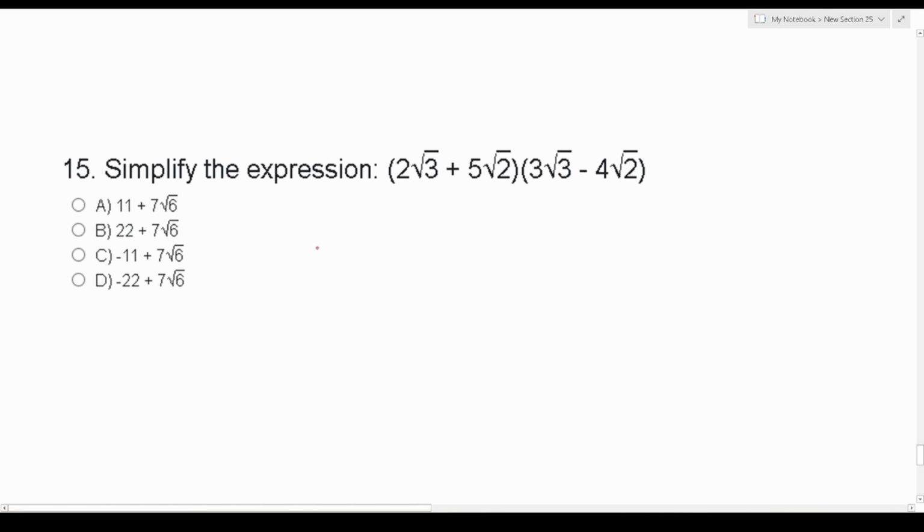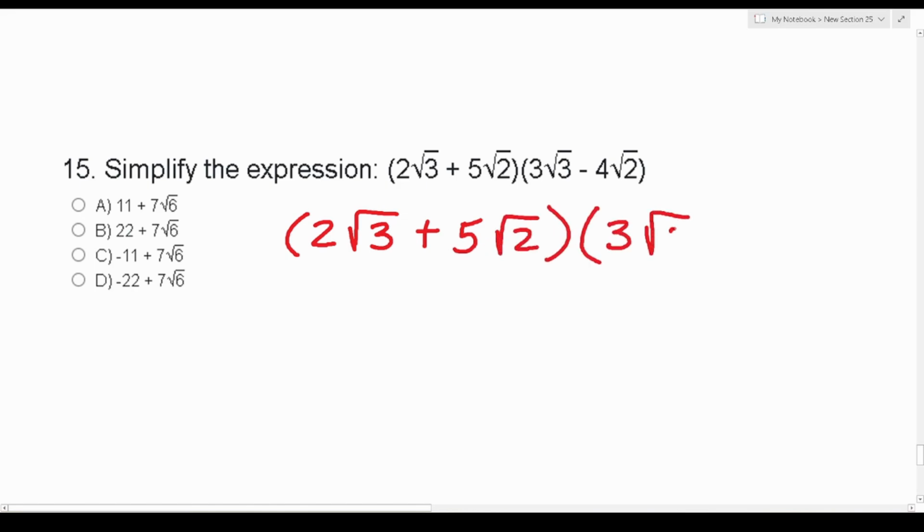All right, so number 15 says simplify the expression. We have 2 radical 3 plus 5 radical 2 times 3 radical 3 minus 4 radical 2. So I'm going to start by copying this one down. Again, we have 2 radical 3 plus 5 radical 2 times 3 radical 3 minus 4 radical 2.